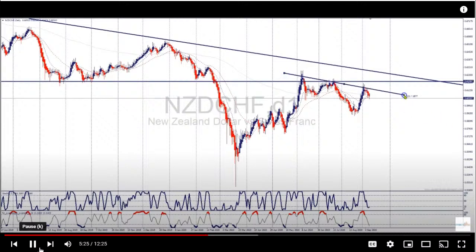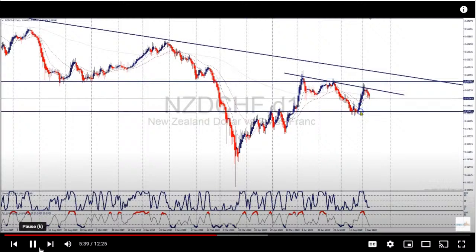So, okay, the downtrend is still in play, right? Still in play right there. My resistance level is right here. My major support level from the last move to the downside is right here. Support, resistance, resistance. All right, so I may be able to get a move.